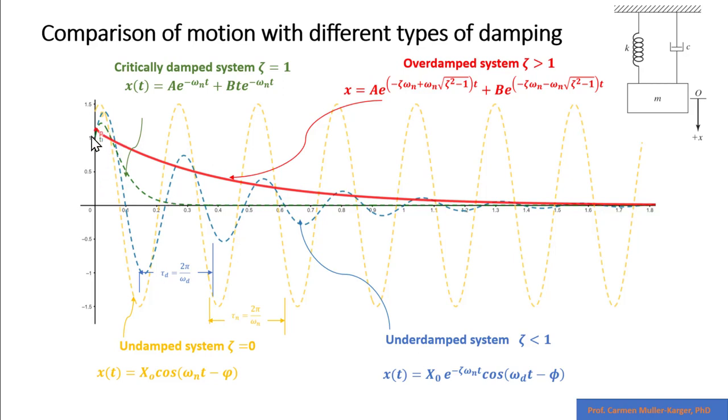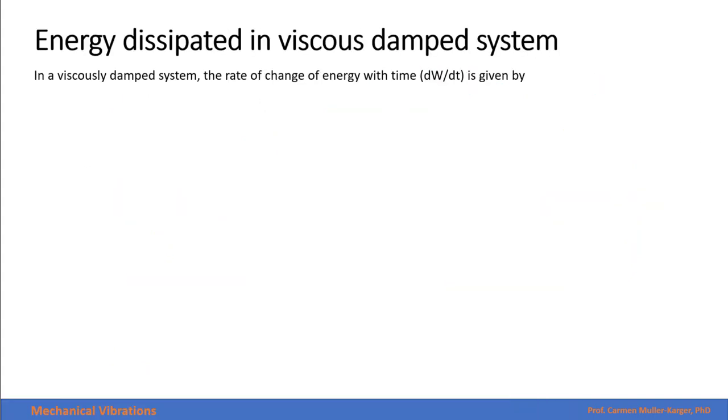In the case of critically damped and overdamped systems, we do not have an overshoot of the response. Here, as you see in the underdamped system, the response goes up and down. So this is what is called the overshoot. We can calculate the energy dissipated in a viscous damped system, and the rate of change of energy with time is given by this expression, which is force times velocity.